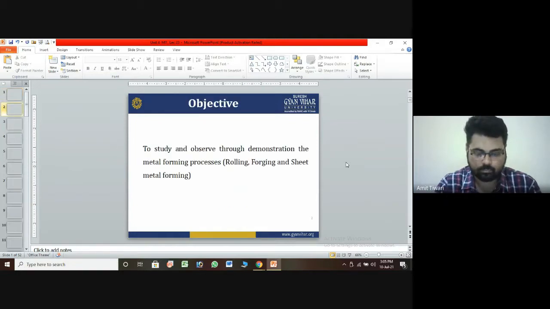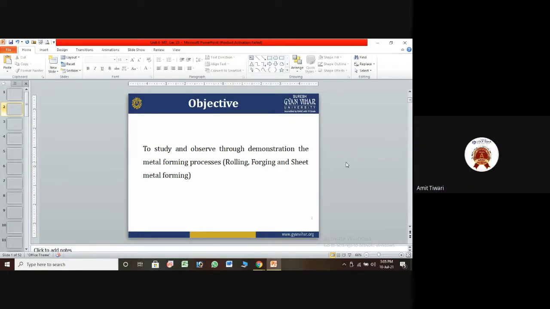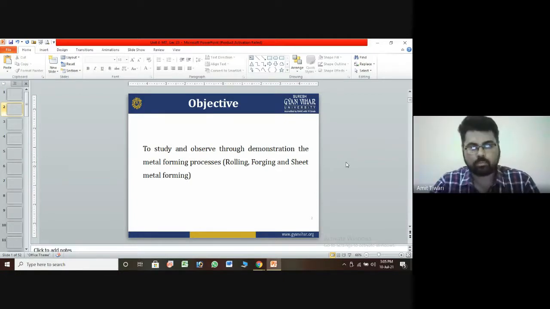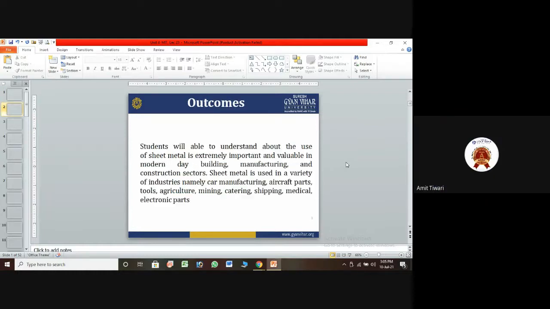The objective of today's lecture is to study and observe, through demonstration, the metal forming processes by rolling, forging and sheet metal forming. So today we are discussing what sheet metal forming is and how to demonstrate it with respect to the metal forming process.